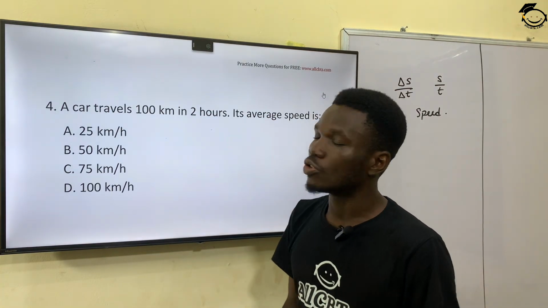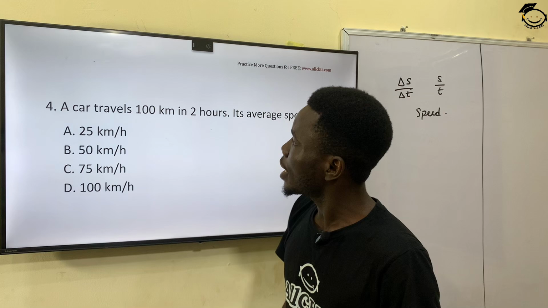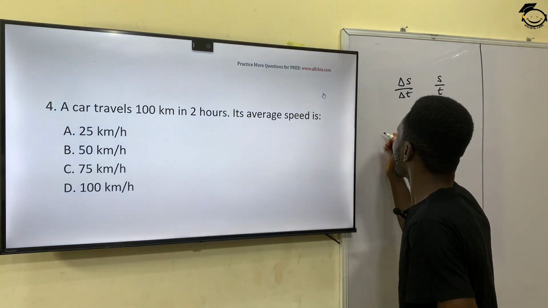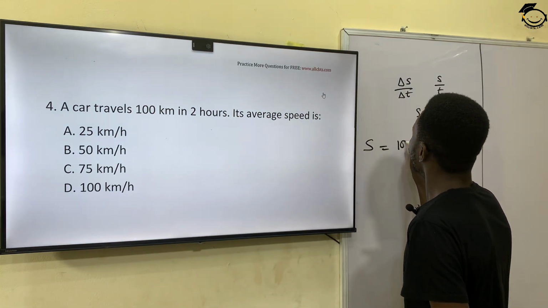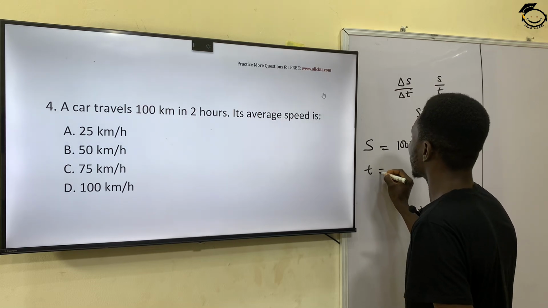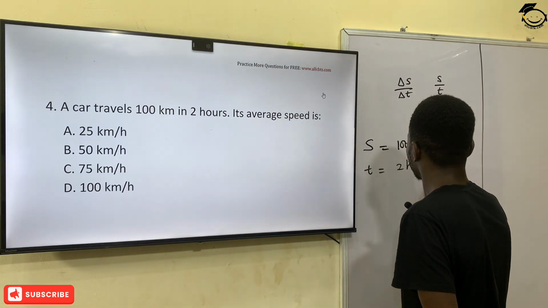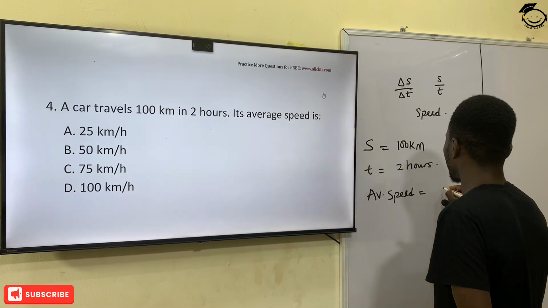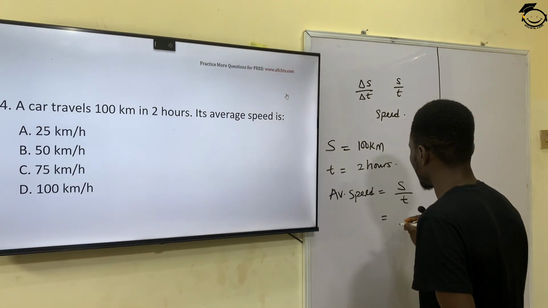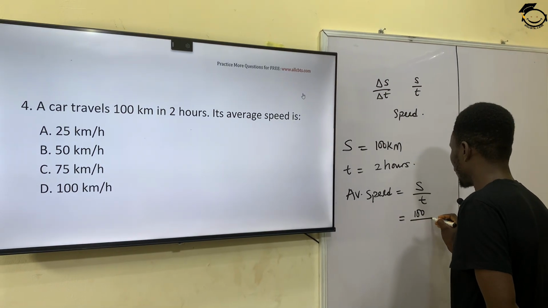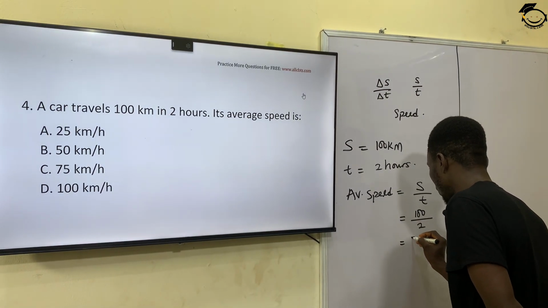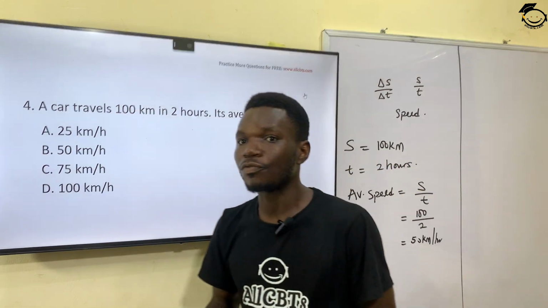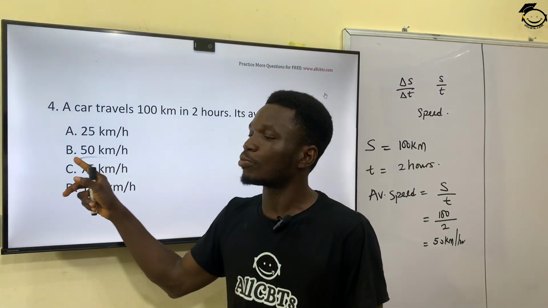So that takes us to question number 4, which says, a car travels 100 kilometers in 2 hours. Its average speed is, so we are given the distance traveled by the car as 100 kilometers, and the time it takes to cover this distance is 2 hours. So our average speed is simply distance over time, which is 100 kilometers divided by 2, that is 50 kilometers per hour. So the average speed is 50 kilometers per hour, and that is option B.